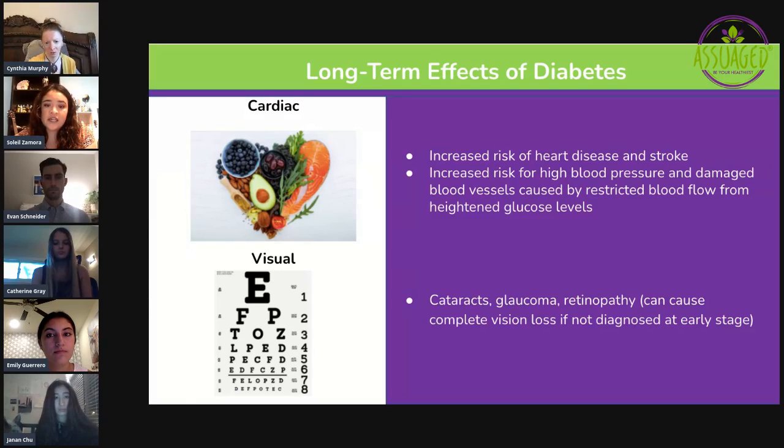This increases chances of developing serious eye conditions, such as cataracts, glaucoma, or even complete vision loss if diabetes is not diagnosed and treated at an early age.